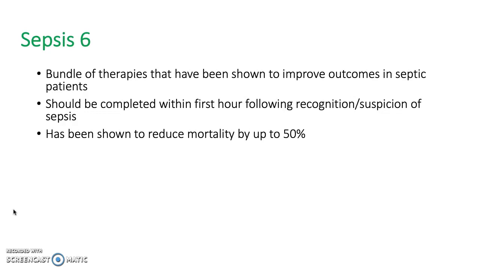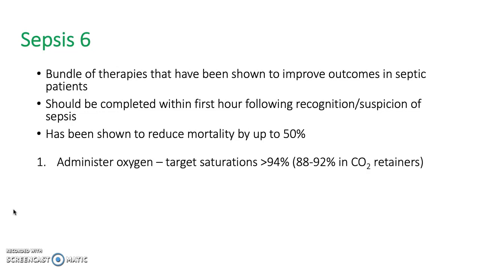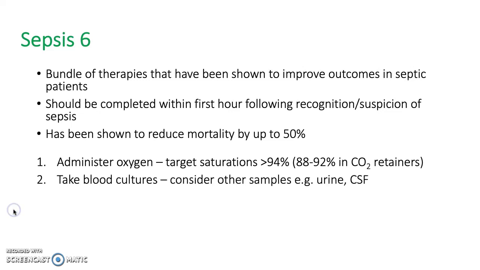To complete the sepsis 6, you must administer oxygen with target saturations above 94%, or 88 to 92% in CO2 retainers. This can be done using a non-rebreathe mask on 15 litres of oxygen and then adjusted as per the patient's response. Take blood cultures and consider other samples like urine or CSF. These samples should be taken before any antibiotic therapy is given in order to correctly identify a causative organism in the samples and to identify antibiotic sensitivities.